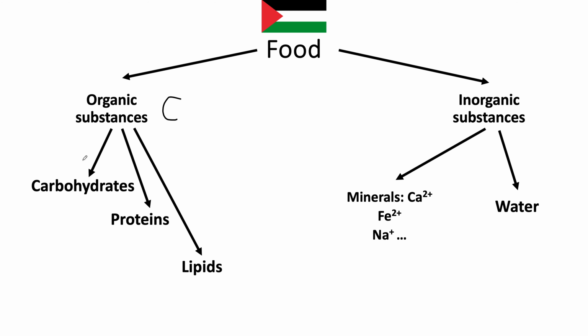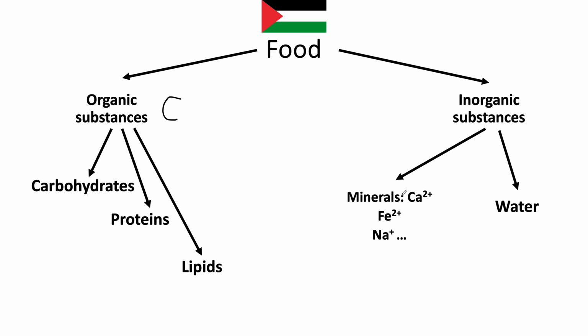Now let's focus on the classes of organic substances. We have carbohydrates, proteins, and lipids. We're going to talk about each one of them in the next slides. Inorganic substances are like the minerals, calcium, iron, sodium, magnesium, okay, and water. Let's start with the first one, the carbohydrates.